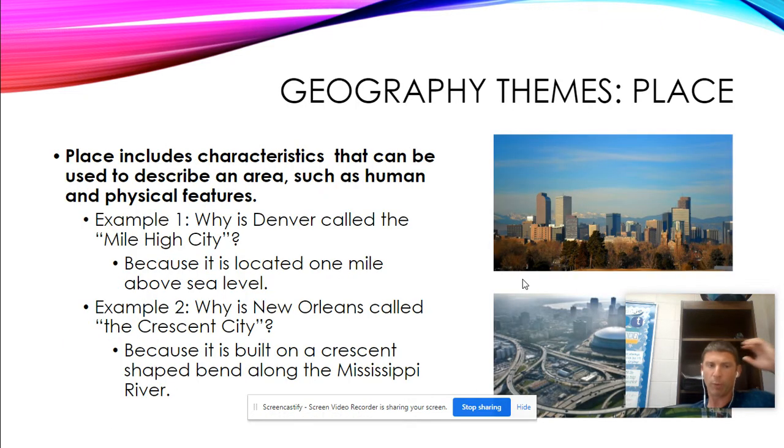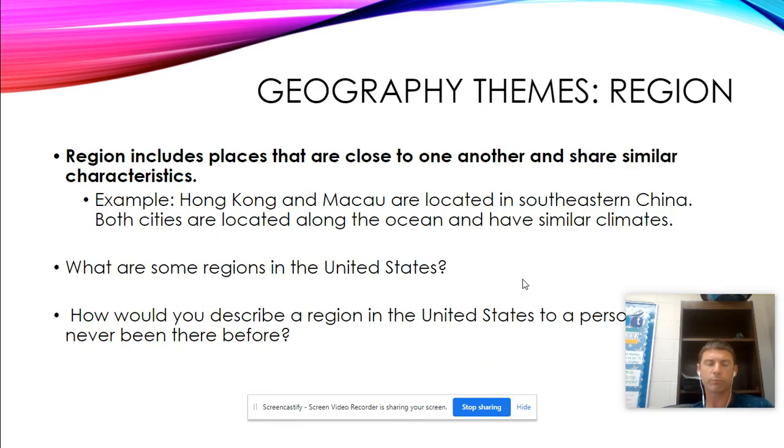So the next point we're going to talk about here is place. Terminology that's used for a name. So it says includes characteristics that can be used to describe an area such as human and physical features. So Denver is called the Mile High City. New Orleans is called the Crescent City. Those are affected by characteristics about those areas.